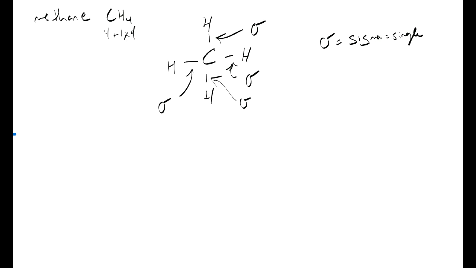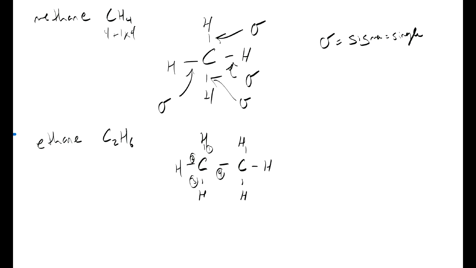Okay. So now let's look at ethane. The next smallest molecule, so C2H6. That is like if you attach 2 methane molecules together. So now what we see here is a whole bunch of single bonds. So these are all sigma. So 1, 2, 3, 4, 5, 6, 7. So we have 7 sigma bonds. Every single bond inside of ethane is a sigma bond.